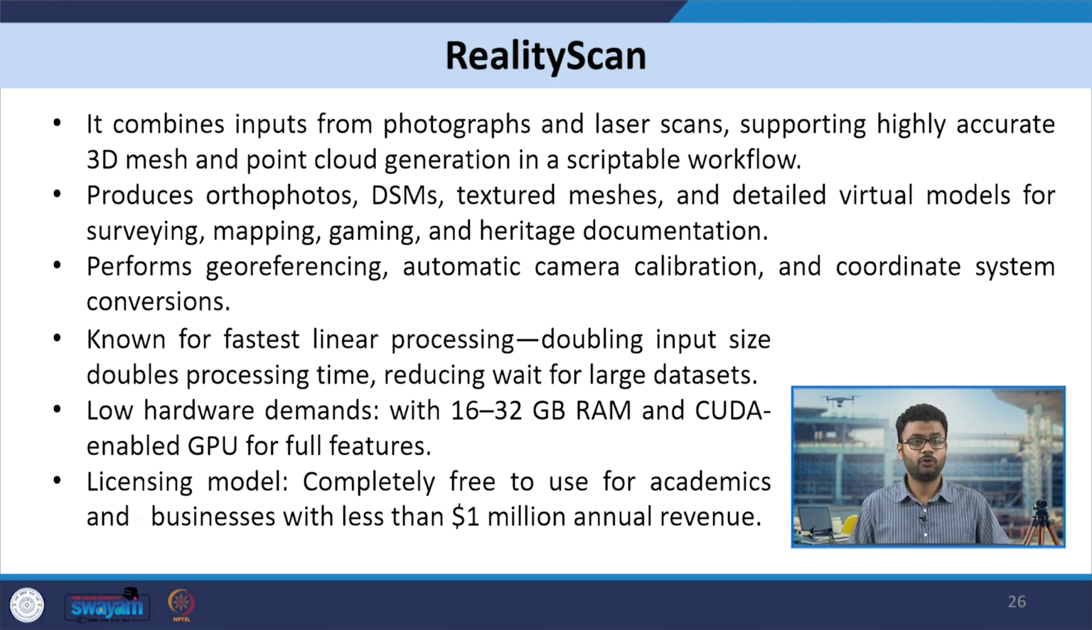It can produce orthophotos, DSM, textured meshes, and detailed virtual models for surveying, mapping, and also gaming and heritage documentation. It can perform georeferencing, automatic camera calibration, and coordinate system conversion. One good feature of RealityScan is that it has fast linear processing, so if you double the input size, the processing time only doubles. So it reduces waiting for large datasets, and it has low hardware demands.